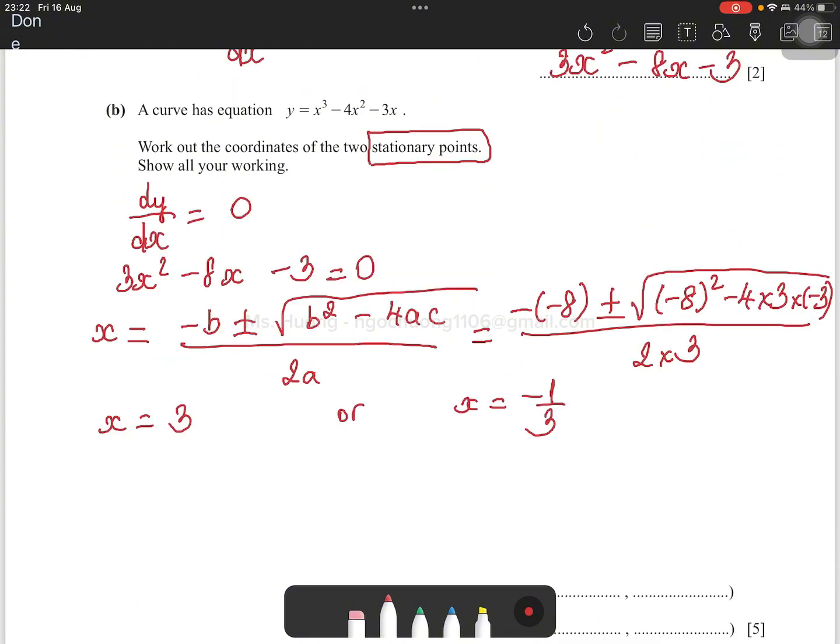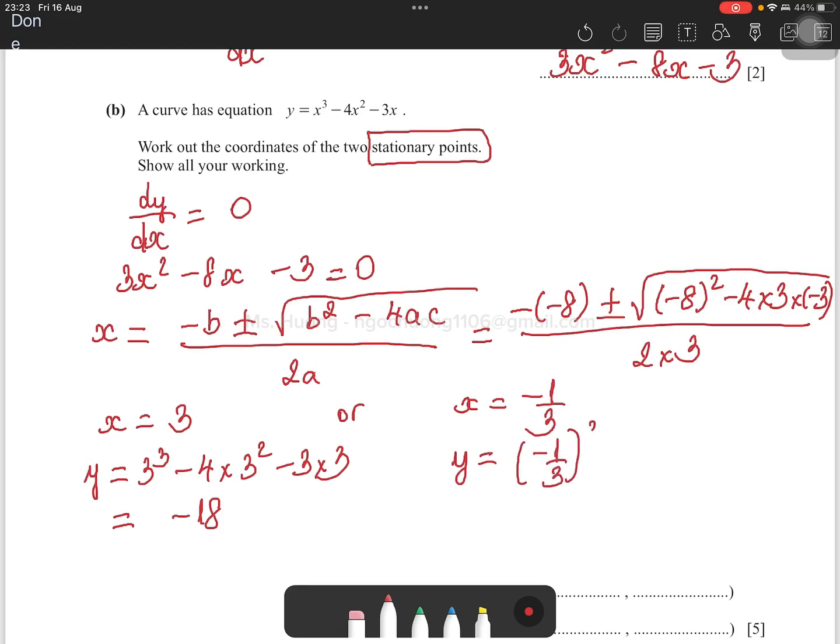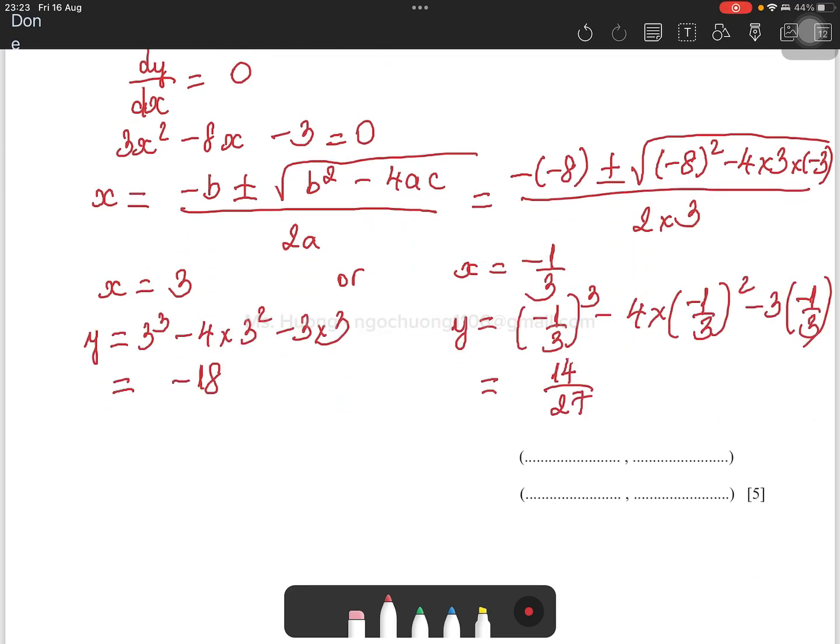If x is equal to 3, then y is equal to 3 cubed minus 4 times 3 squared minus 3 times 3, and y is equal to negative 18. For the second case, y is equal to negative 1/3 cubed minus 4 times negative 1/3 squared minus 3 times negative 1/3. So the answer for this is 14 over 27. So let's write down the answer. If x is 3, then y is negative 18. If x is negative 1/3, y is 14 over 27.